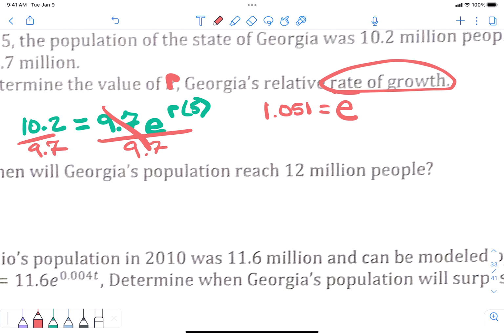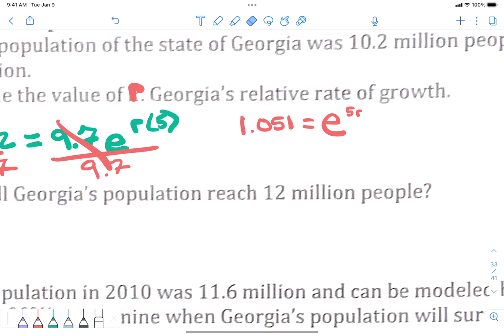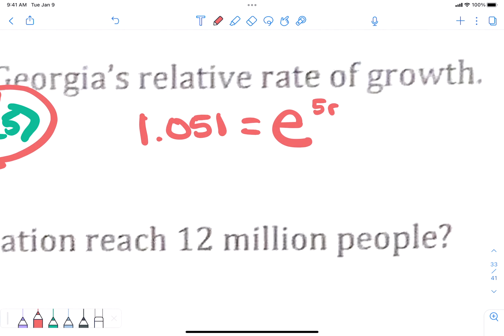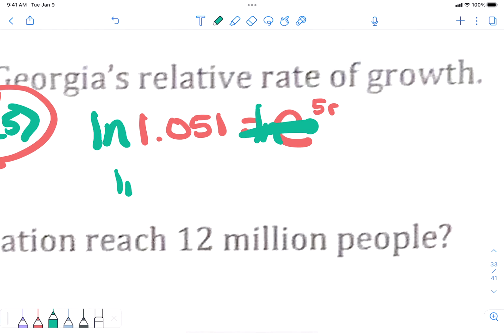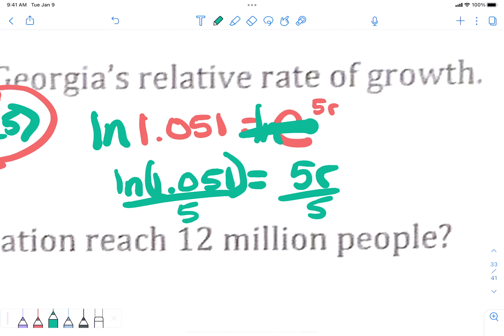Now, can I make that e to the 5r power? Can I switch that around, like, instead of r5, we make it 5r? I'm going to ln both sides, which is the same thing as making it a log function. So I'm going to ln, and I'm going to ln. And what happens? Cross off ln and e. So I have ln of 1.051 equals 5r. And then what? Divide by 5. But make sure that when your calculator does it, you close off the parentheses.